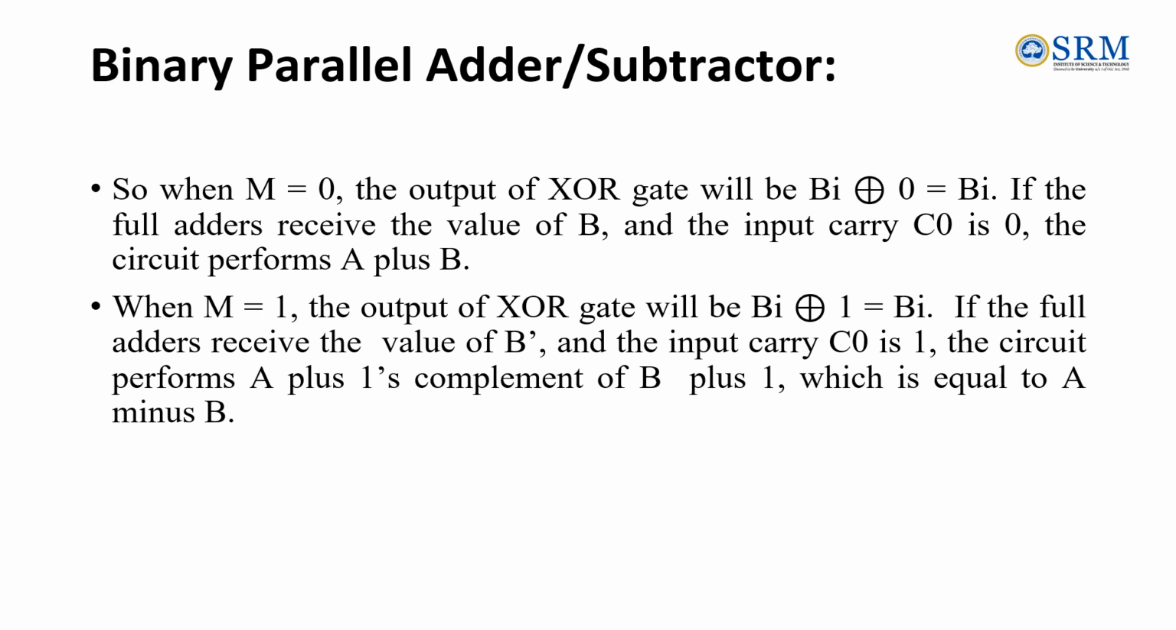If the full adder receives the value of B and the input carry is 0, the circuit performs A plus B. When M is equal to 1, the output of the XOR will be Bi XOR 1, which is the complement of Bi. If the full adder receives the complement of B and the input carry is 1, the circuit performs A plus 1's complement of B plus 1, which is equal to A minus B. Okay.